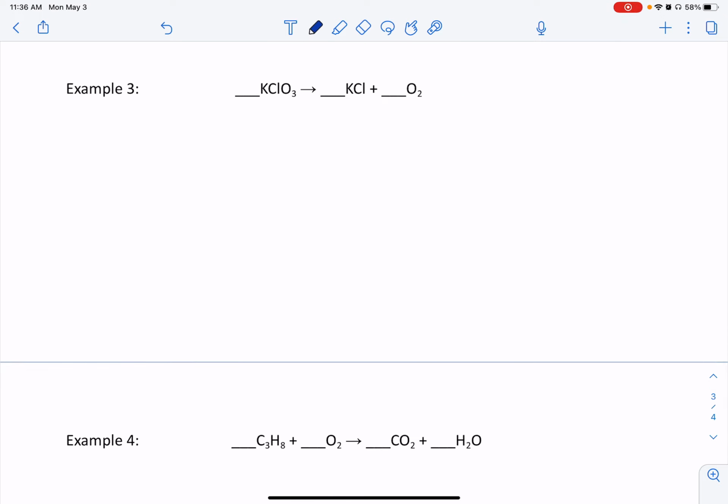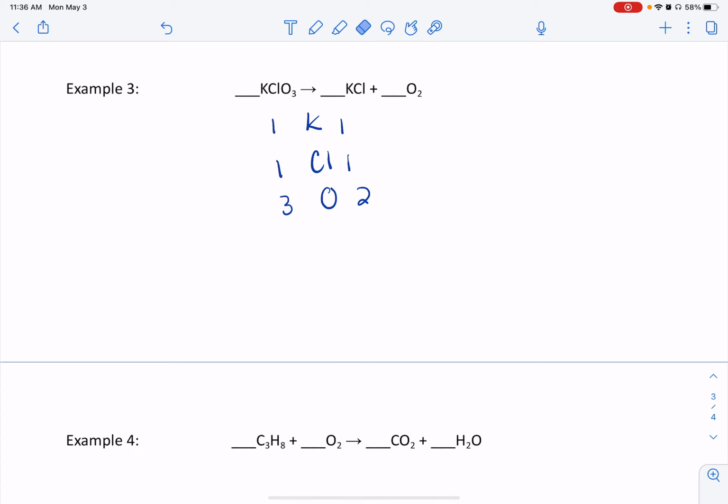Here we have KClO3 yields KCl plus O2. Let's make our list. We have potassium, chlorine, and oxygen. I have 1 potassium on each side. I have 1 chlorine on each side. I have 3 oxygens on the left and only 2 on the right.